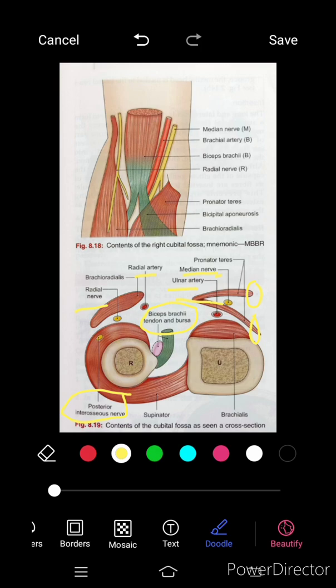The brachioradialis muscle lies on the lateral aspect of the fossa, whereas the pronator teres muscle lies on the medial aspect. And the floor of the cubital fossa muscles are supinator and brachialis. The supinator muscle surrounds the radius in its uppermost part.